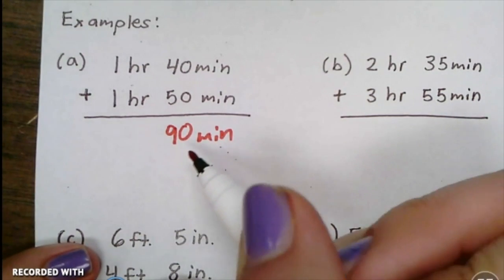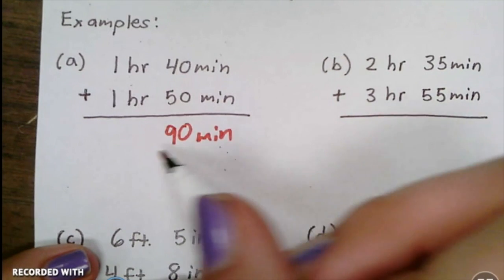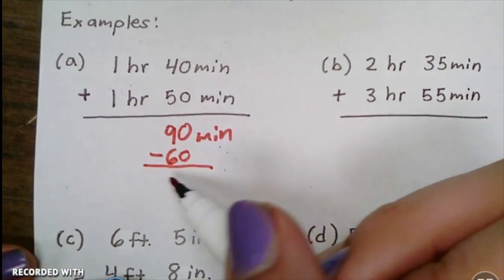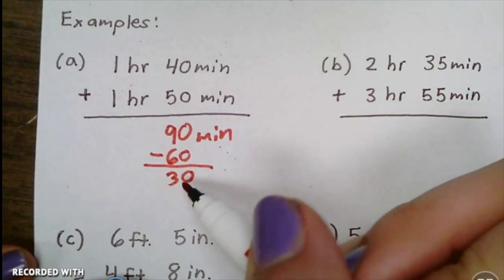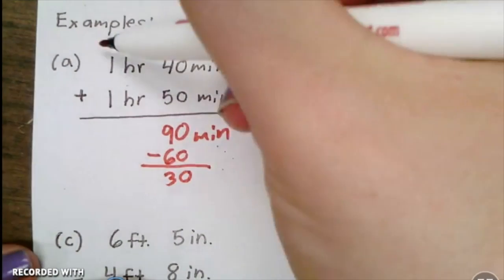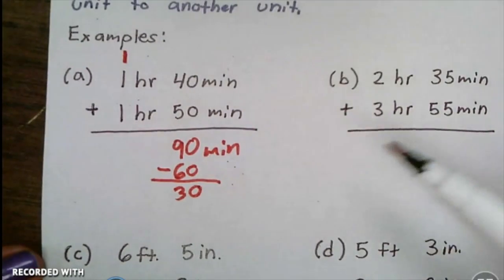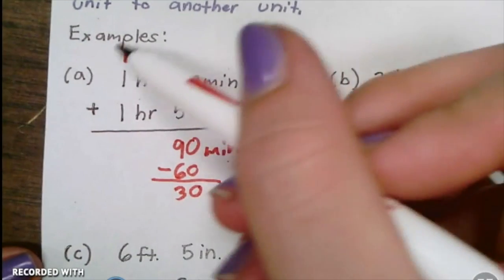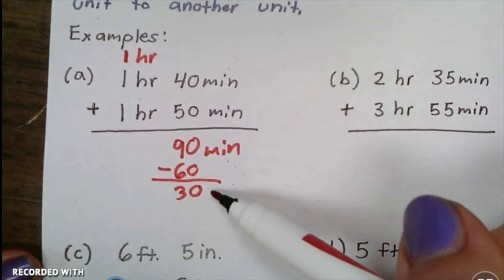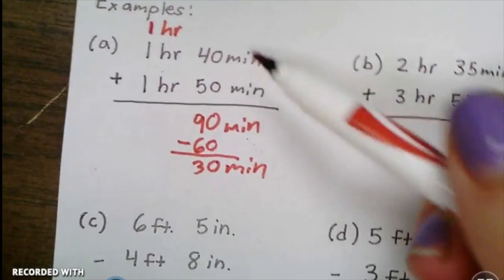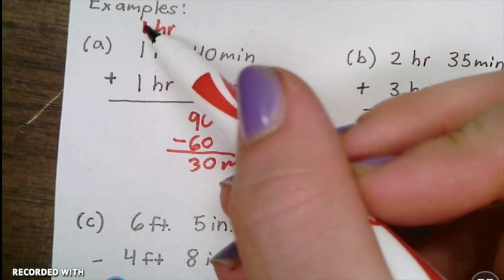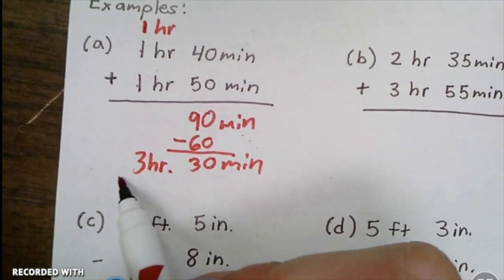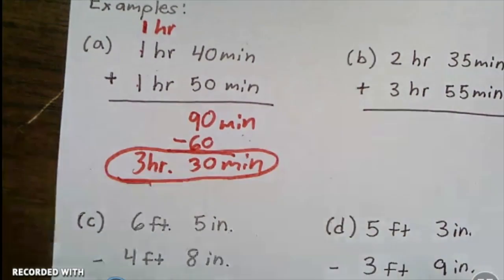So I want to subtract out the 1 hour that's in here. So I'm going to now do minus 60, which is going to give me 30. And I'm going to take that 1 and I'm going to add it up here. I took out 60 minutes, and I rewrote it as another hour that I'm going to add up here. So now I have 30 minutes, and then here I can add 1, 2, 3 hours. So my final answer is 3 hours and 30 minutes.